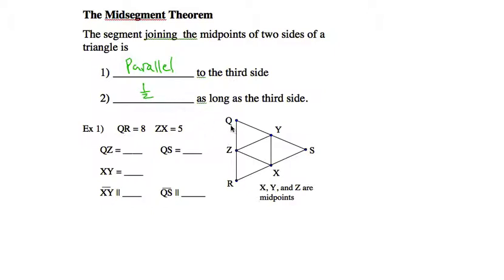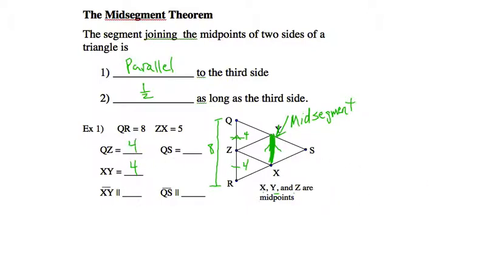So if you look at example number 1, I'm given information that QR is equal to 8. Now QR would be considered the third side to YX, because in my given information it says X, Y, and Z are midpoints. So if Y and X are connected, this would be my midsegment. So this midsegment has two properties. It is parallel to this third side of QR, and it's 1/2 as long. So if QR is 8, YX has to be 4. Likewise, just from the midpoint definition, ZR and QZ have to be 4. So I could say QZ is 4.